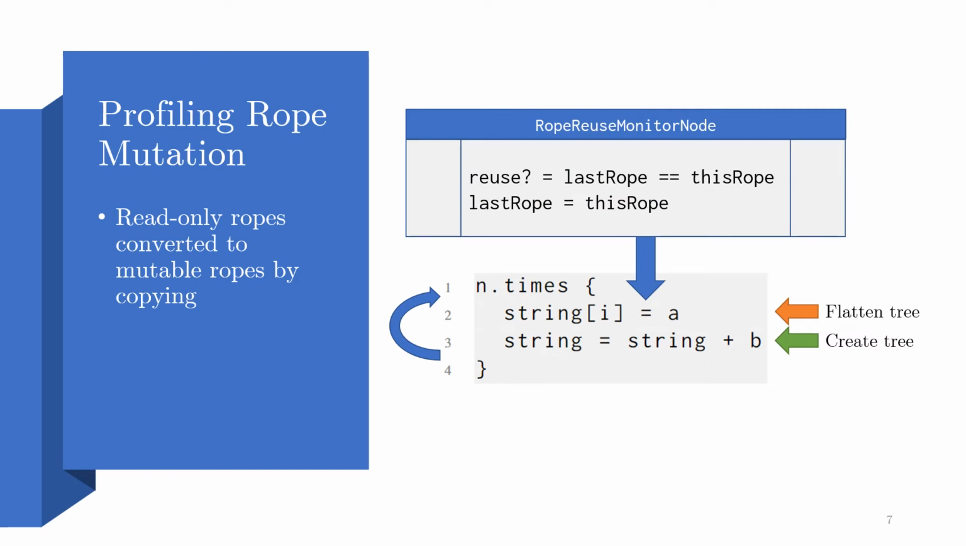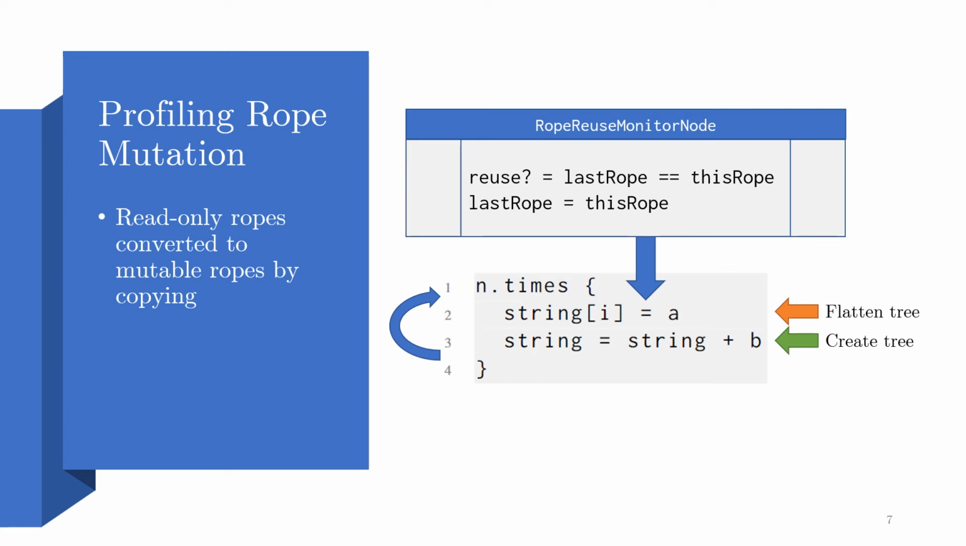The presented implementation can convert read-only ropes to mutable ropes when needed by copying the underlying array and creating a new leaf rope with the mutable flag set. This works well in the majority of cases, but as shown in the example on the slide, it can also lead to slow code that allocates a lot of extra objects. This is because if the string on line 2 is not a mutable leaf rope, the tree needs to be flattened and a new mutable leaf rope needs to be allocated. When the concatenation on line 3 is executed, the newly allocated mutable leaf rope is made read-only by changing the flag, and then the cycle repeats.